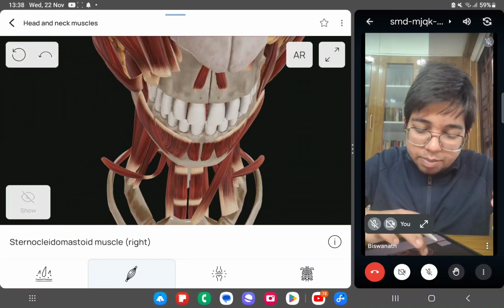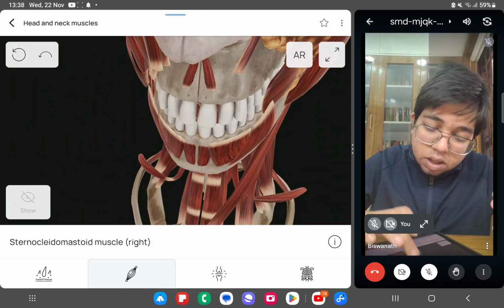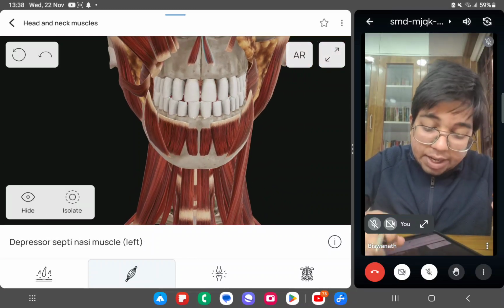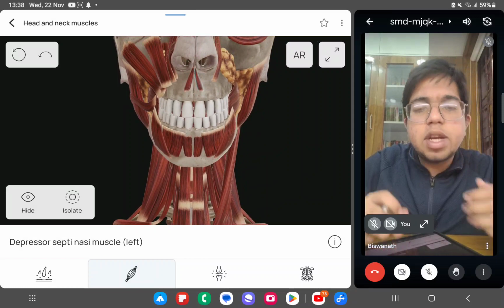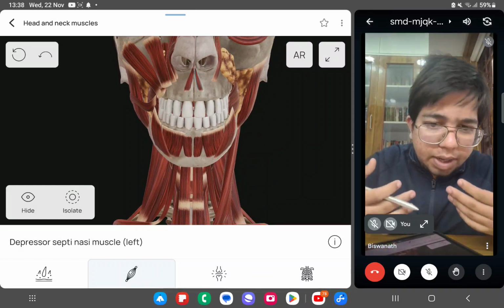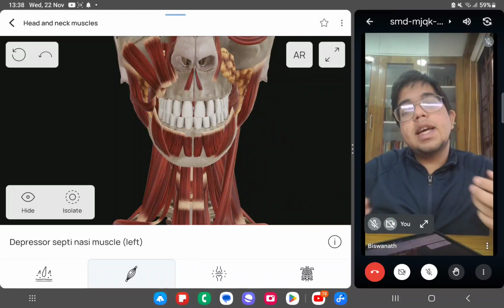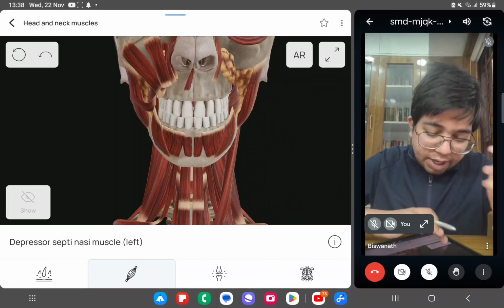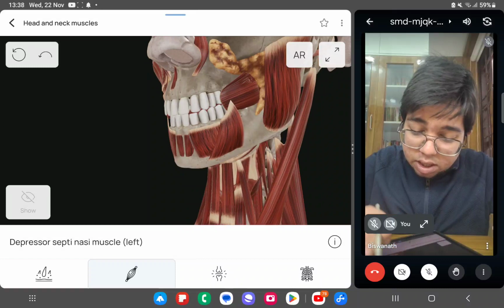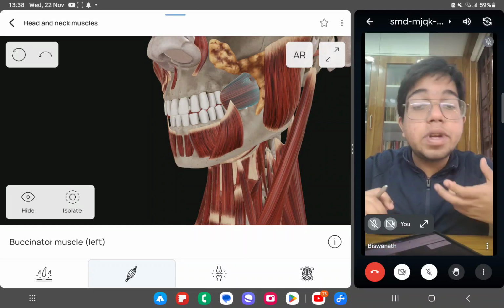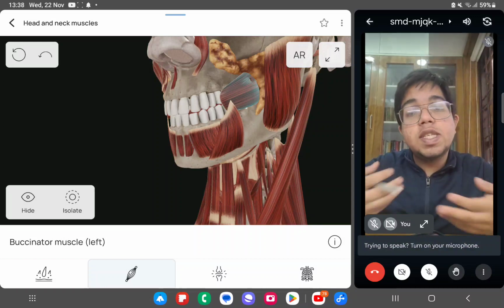Another muscle, if I want to discuss, you have this one, which is your depressor septi nasi muscle. Yeah, you can just get confused with the names. In the Indian context and in the foreign context, the names are otherwise. Then this muscle is the buccinator. Buccinator, remember, we were calling it the blowing muscle or whistling muscle. So this is the buccinator muscle.